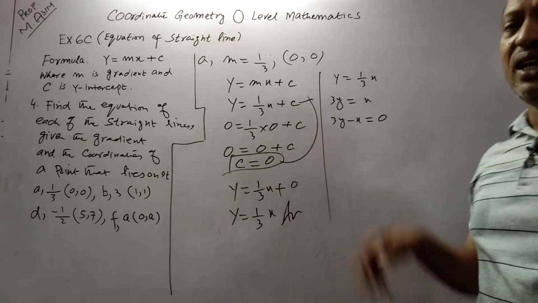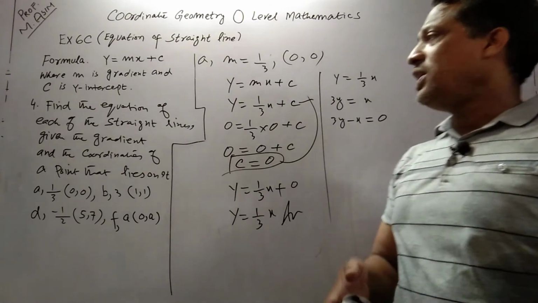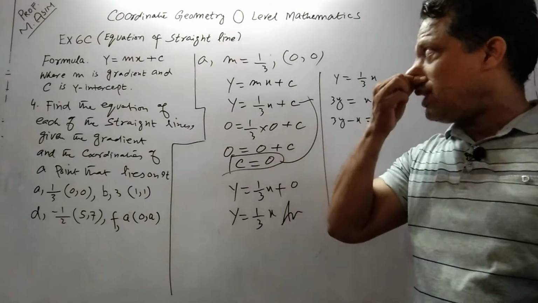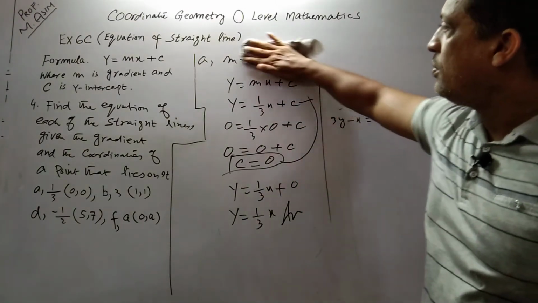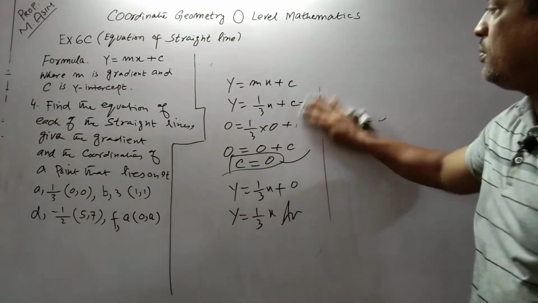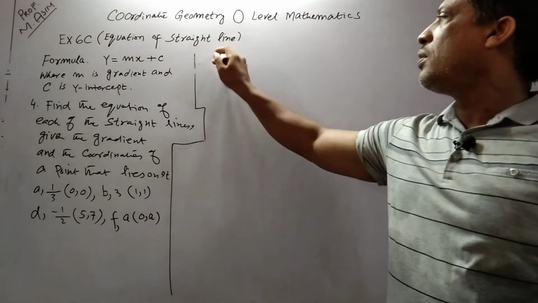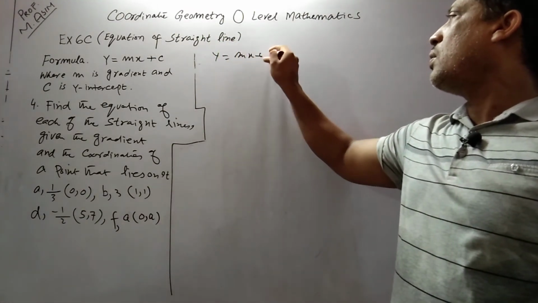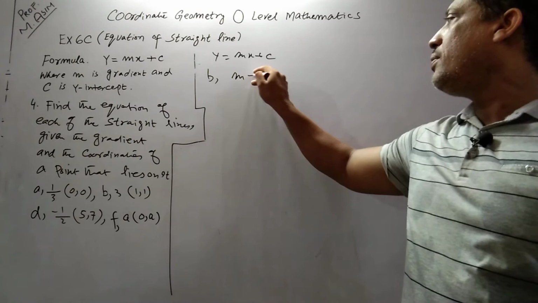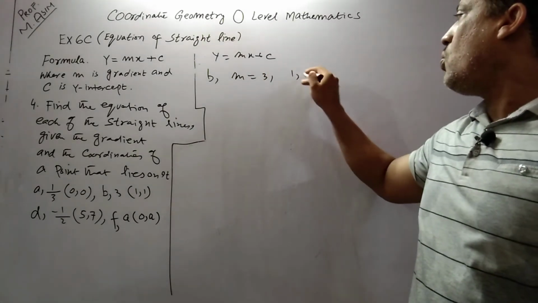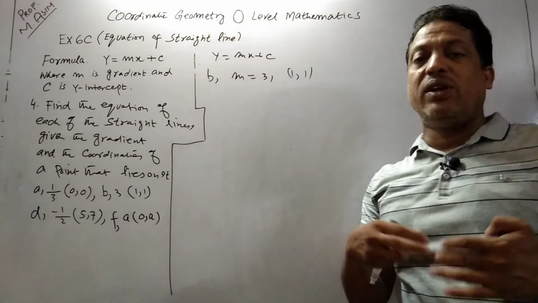So this answer or this answer, both answers are acceptable. See next part. So this question is easier as compared to question number 3 because the gradient is given, so no need to find a gradient. See part B. In part B the gradient is 3 and the point is (1, 1). This point is given because you have to find the value of c.